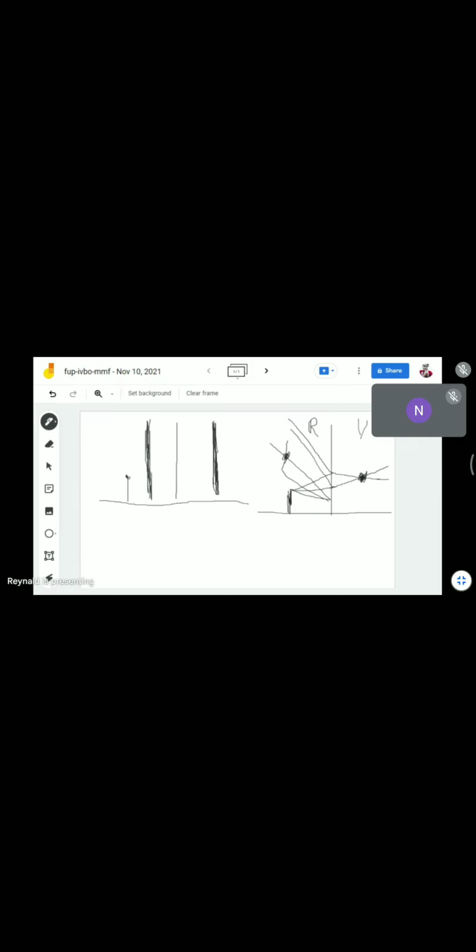So there are 3 types of mirror: plane, concave, and convex. There are 2 types of images: the real and the virtual. Nakuha? Opo. Clear ba yon? Opo.